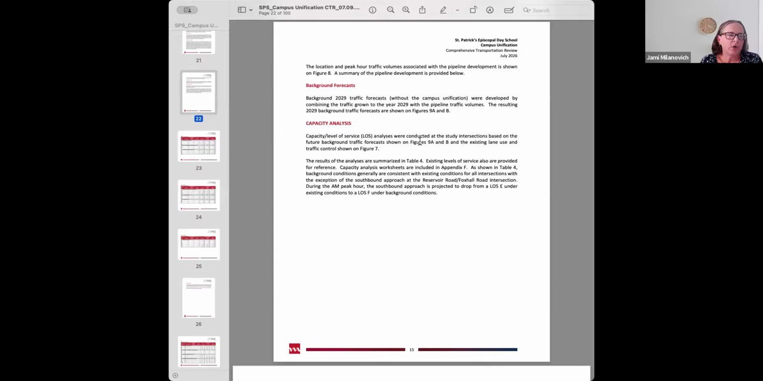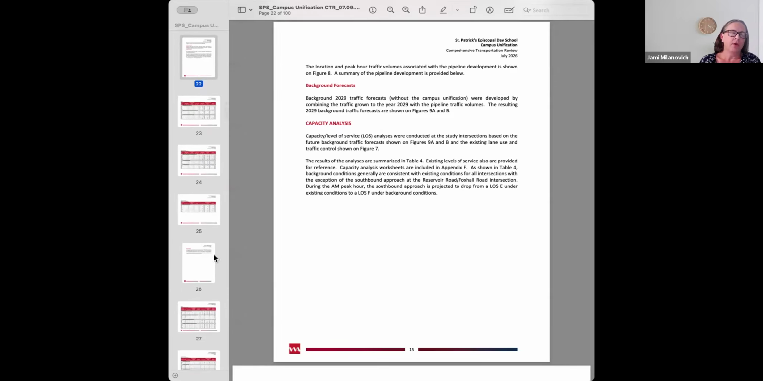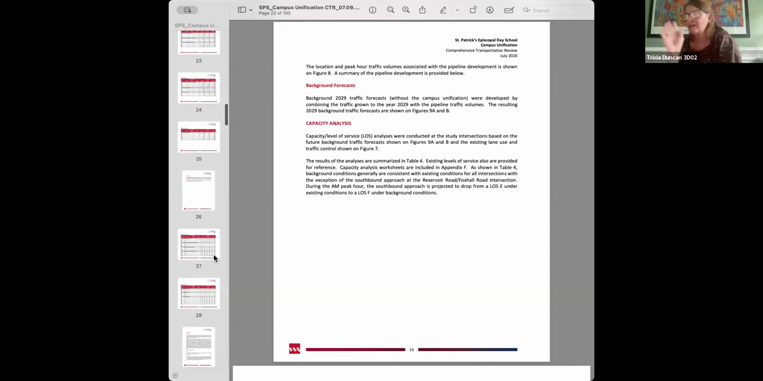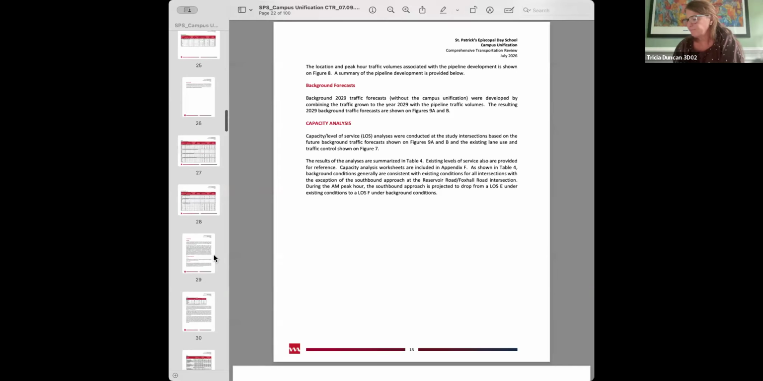Background conditions are where we look to the future, whatever the build out year is for the project. So in this case, when we anticipate the new middle school opening, the background condition is that future condition without the new middle school in place. So if we just look at the general traffic growth and whatever other projects are in the pipeline, what would that look like then?